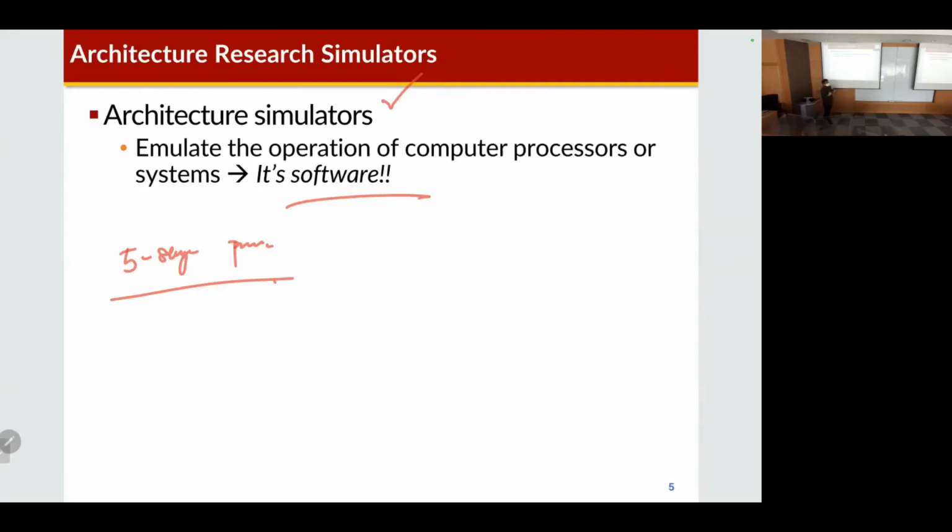Which means we can also use programming languages such as Python, C, or C++ to implement a software simulator that emulates the behavior of a processor. These programs are called architectural simulators. So it's software, even though the hardware behaviors are emulated, and then we can use these architectural simulators for our research.